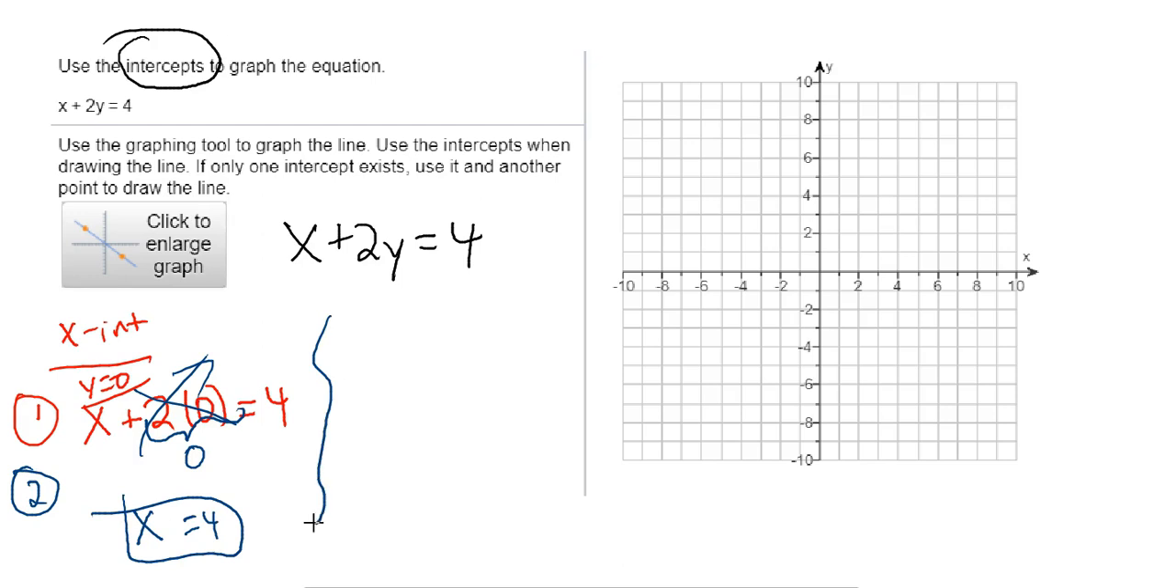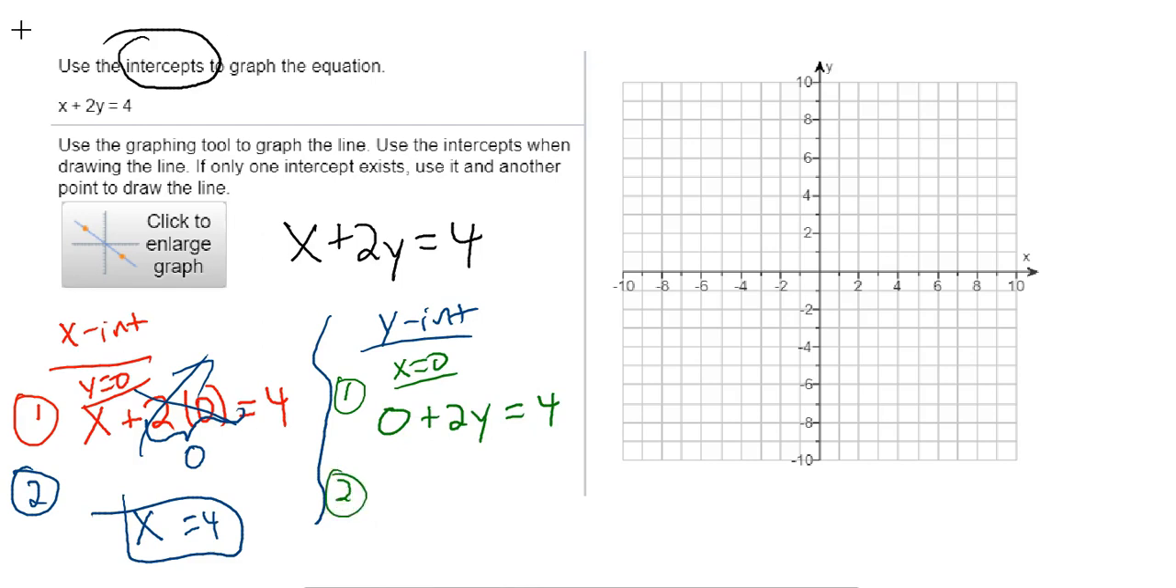My y-intercept, the first step, is to set x equal to 0. So step 1, we will set x equal to 0. So instead of x, we'll have 0 plus 2y equals 4. And then step 2 is to solve this for y. Now here the 0 just goes away, right? It just disappears. And we get 2y on the left-hand side equals 4.